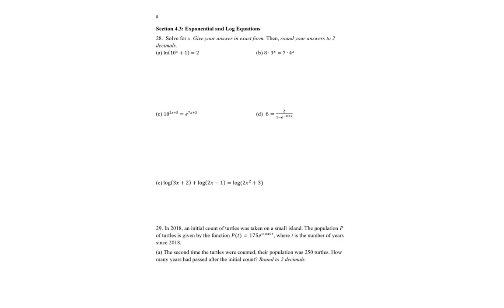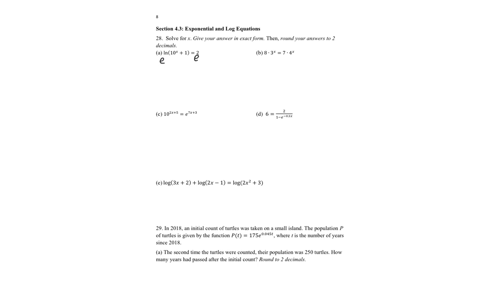There we go. Alright, so now it looks like we have some log equations and we're trying to solve for x. Alright, so if we go to part A, we have this natural log of 10 to the x plus 1 is equal to 2. Alright, so if we're trying to get x by itself, the first step we're going to take here is to take e on both sides, right? Take both sides to the e.